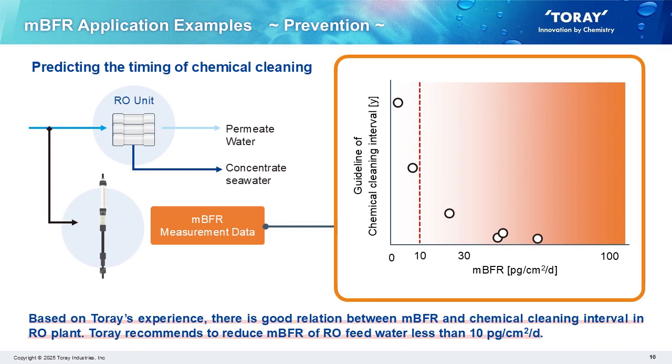mBFR is useful for roughly predicting the frequency of chemical cleaning. Based on Toray's experience, it is recommended to maintain mBFR below 10, ideally below 5, to minimize chemical cleaning frequency and prolong the lifespan of RO elements. Utilizing mBFR, plant operation can be proactively managed and optimized.